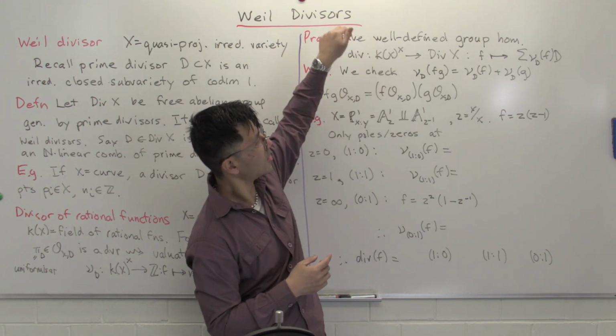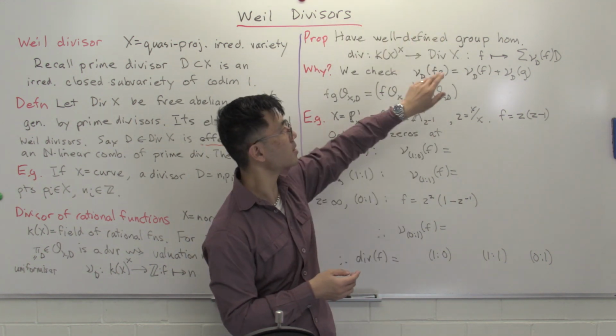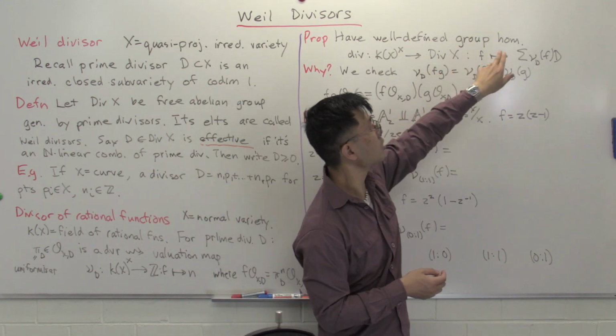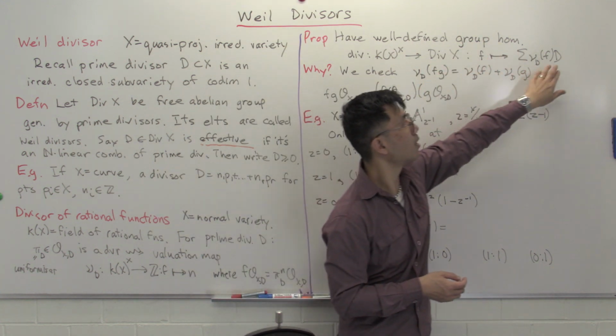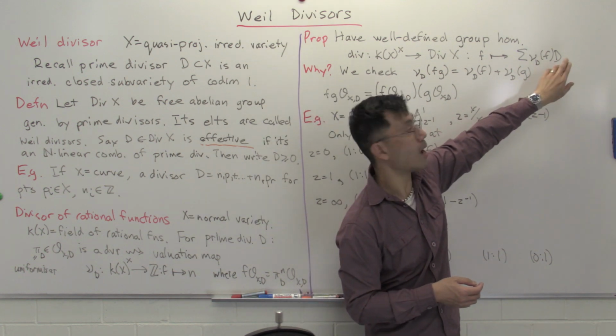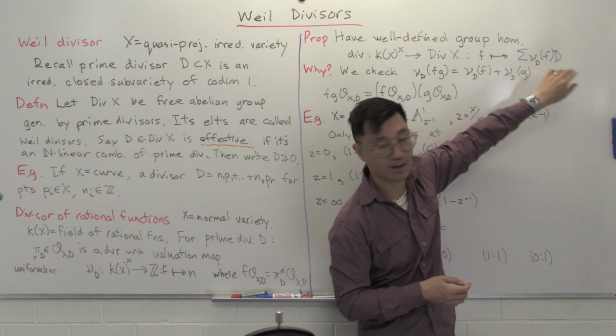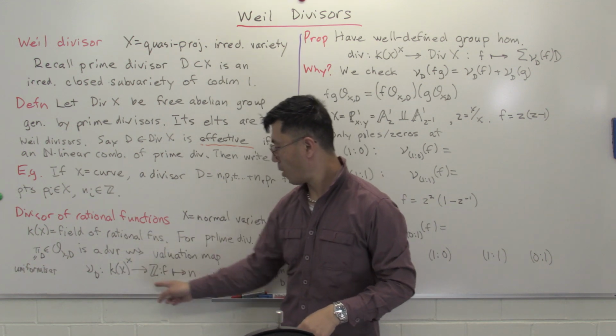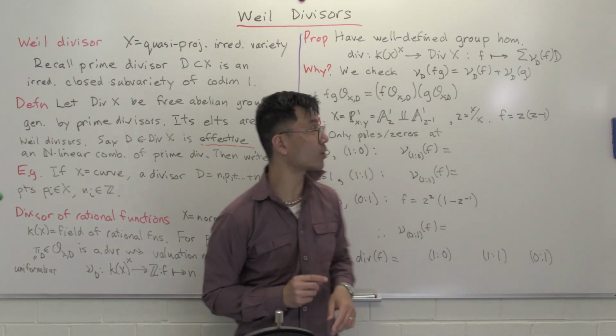The other thing you need to check is that it's a group homomorphism. That means you need to check that it takes products to sums. The sums here are coefficient-wise, so you just need to check that in fact each of these ν_D's are group homomorphisms. So let's just do that quickly now.